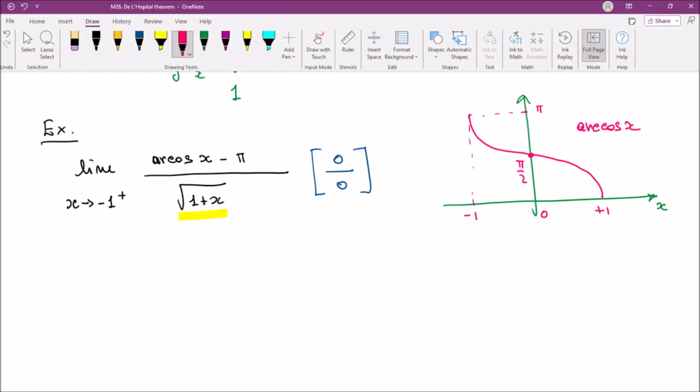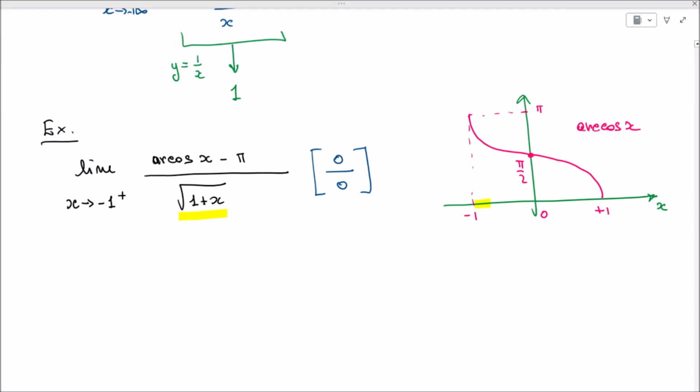And we see that when x tends to minus 1 from its right, to minus 1 plus, we are clearly in this part of the graph, okay? So our cosine is below pi, and of course it will get closer and closer to pi as x goes to minus 1. So we have 0 at the numerator, and of course we have 0 at the denominator, because the square root of 1 plus x tends to 0 when x goes to minus 1.